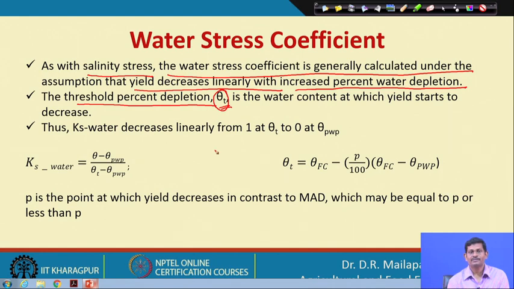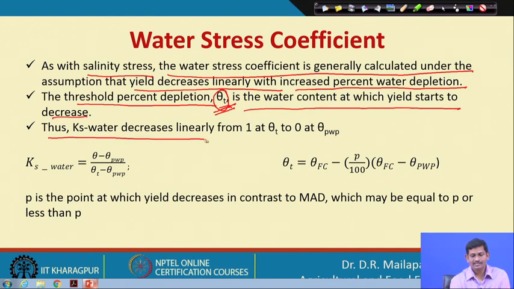For example, if you remember the management allowable depletion, that is MAD, this is similar to that. It is the water content at which yield starts to decrease. Okay. So Ks water decreases linearly from 1 at theta t to 0 at theta wilting point. Okay.